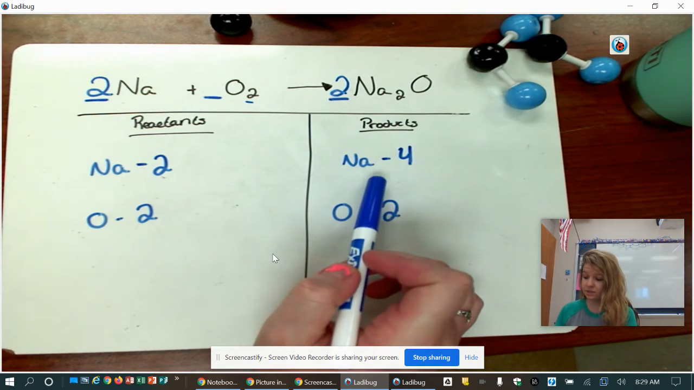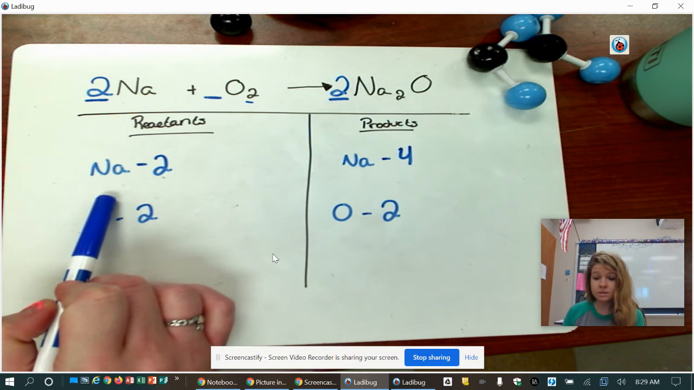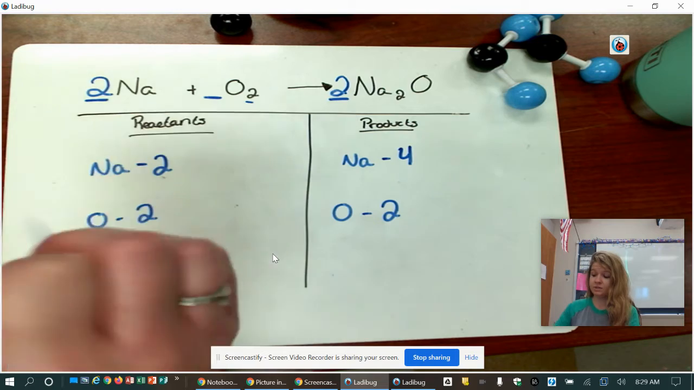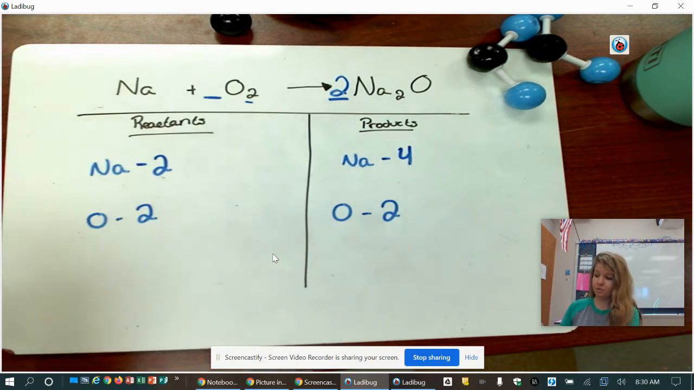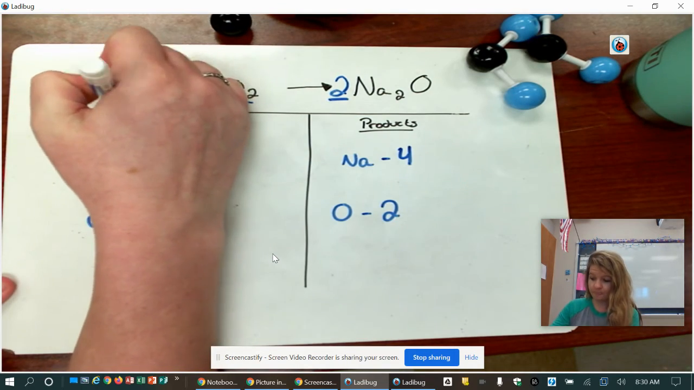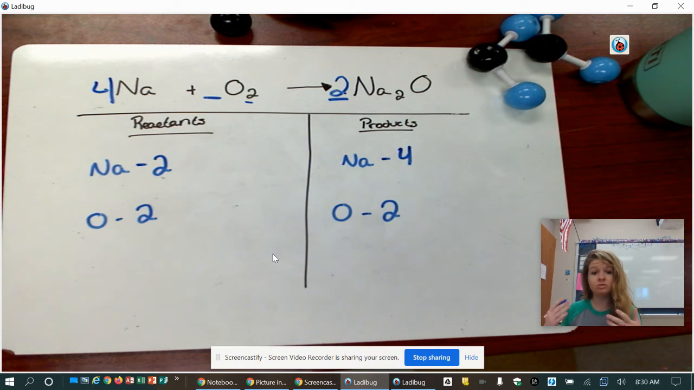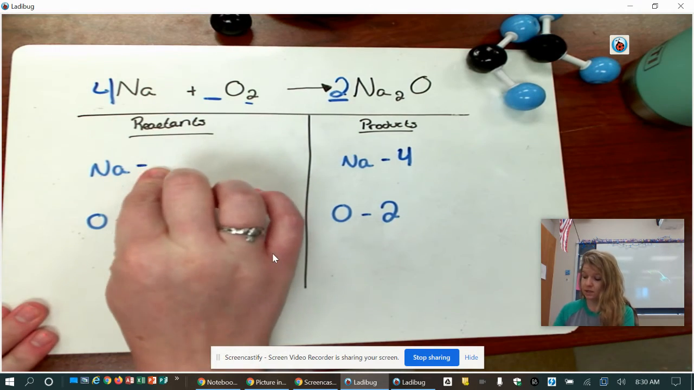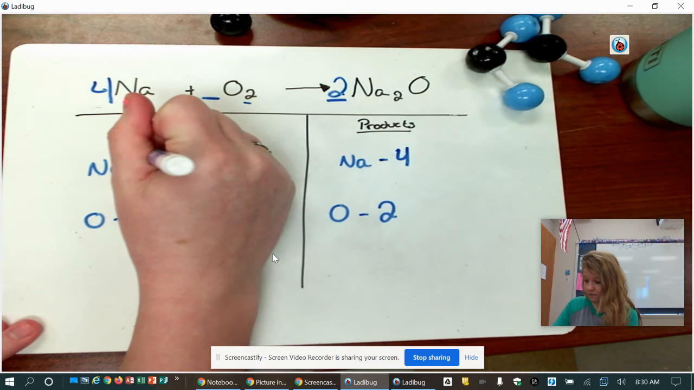I have 4 nitrogens, only 2 over here. It's a really easy way to solve that. Instead of putting a 2 here, I just simply put a 4. Again, I didn't do any bonds, I'm just increasing the quantity. Here, I now have 4.